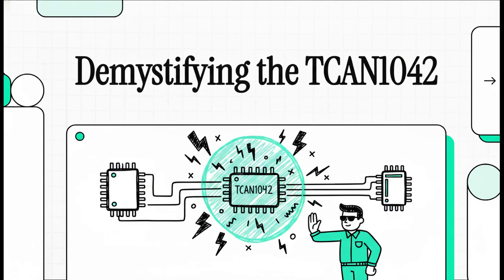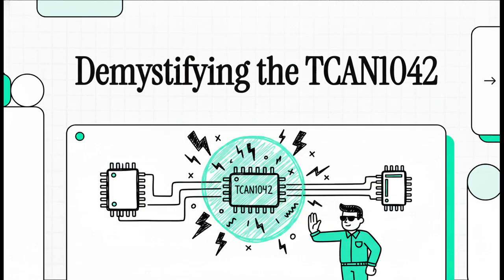Welcome to this explainer. Today, we're popping the hood on a tiny, but honestly, incredibly powerful piece of silicon, the Texas Instruments TCAN1042. Now, if you work in embedded systems, industrial automation, or automotive design, you already know the deal. Microcontrollers need to talk to each other constantly, but the physical environments they operate in are chaotic, noisy, and just full of extreme electrical hazards.